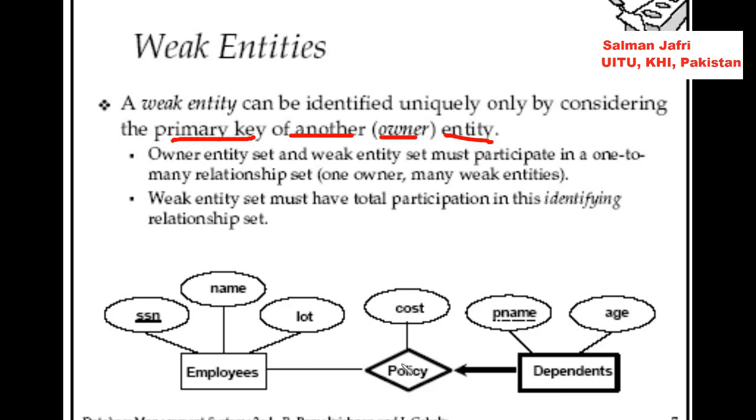So as we can see, there's a policy relationship which is basically an insurance policy for the dependent that is created by the employee. So the employee has a policy about dependents, and basically the weak entity is identified by the employee's SSN, and one owner can have many weak entities.